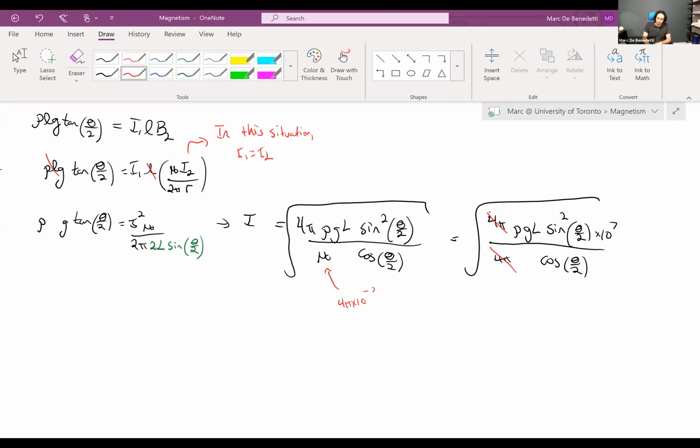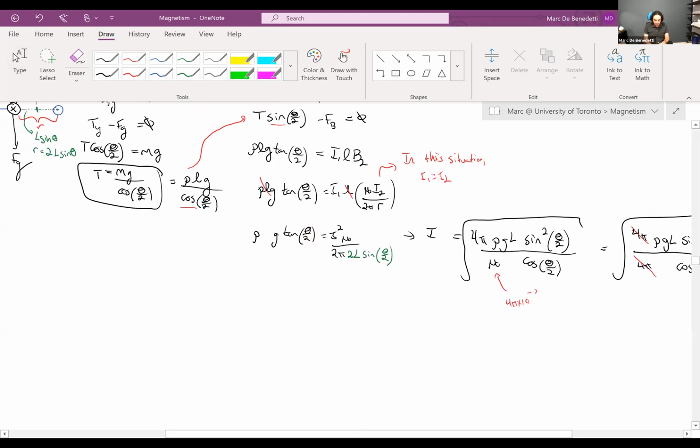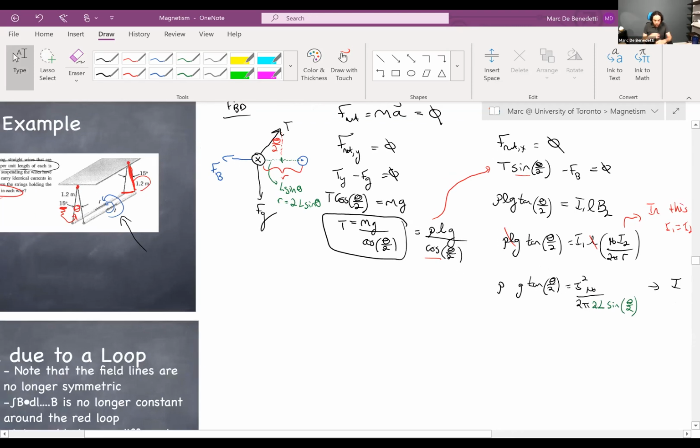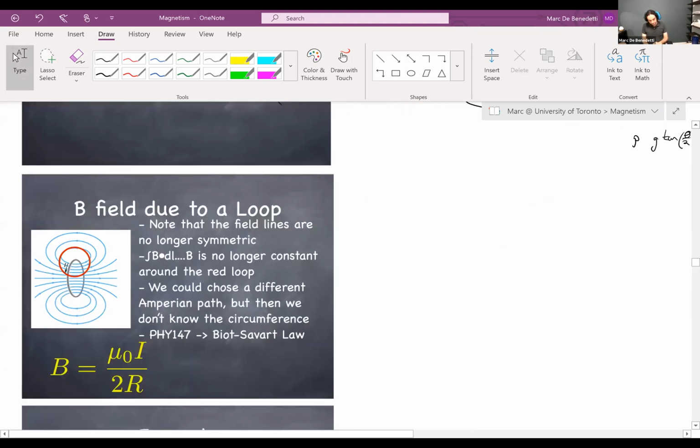So there you go. There's your equation for current. That is how you could reverse engineer the current in the wire if you observe two wires that are 15 degrees to one another, suspended from a string that you are able to measure in real life to be 1.2 meters. Okay, moving on.